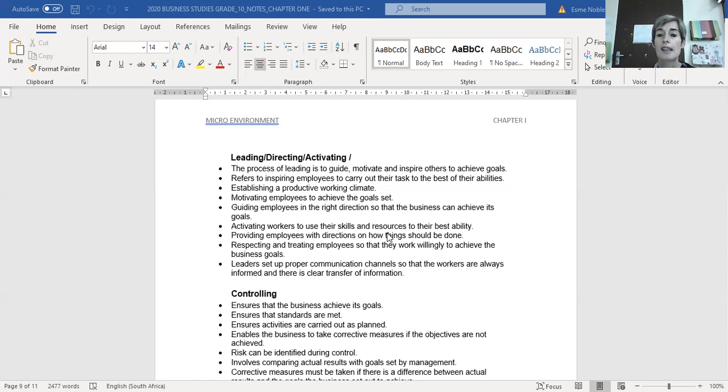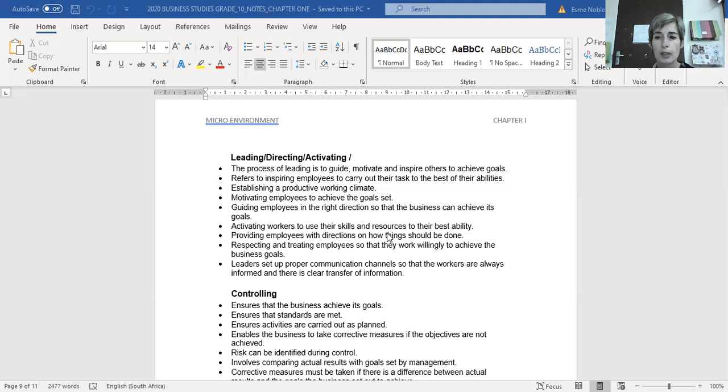Guiding employees in the right direction so that the business can achieve its goals. Activating workers to use their skills and resources to their best ability. Providing employees with directions on how things should be done. Respecting and treating employees so that they work willingly to achieve the business goals. Leaders set up proper communication channels so that the workers are always informed and there is clear transfer of information.